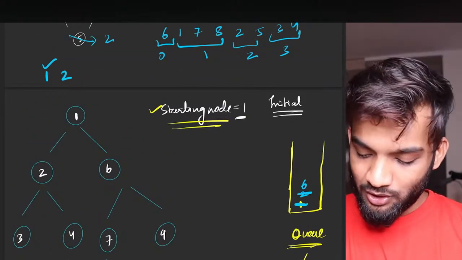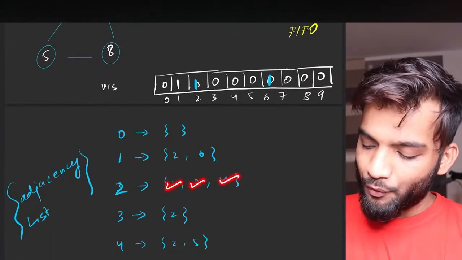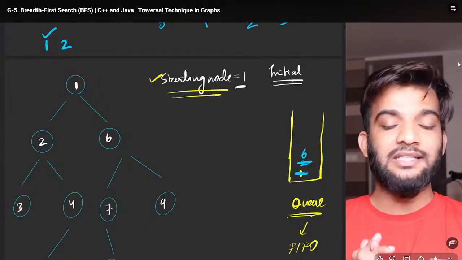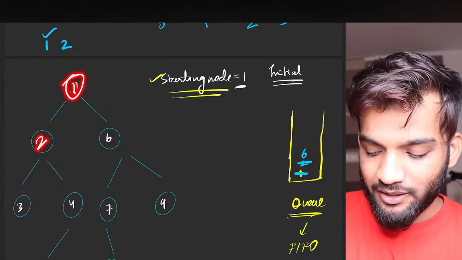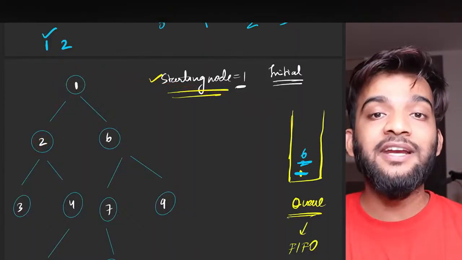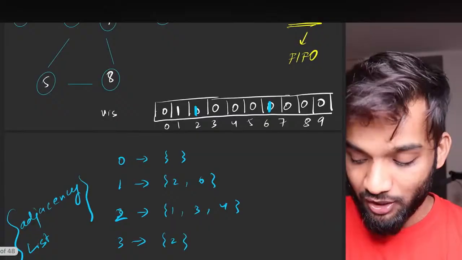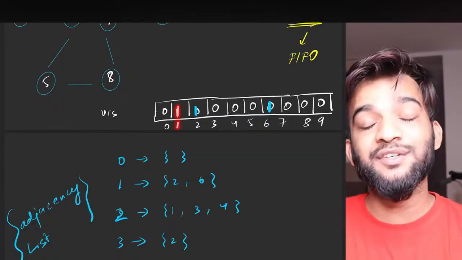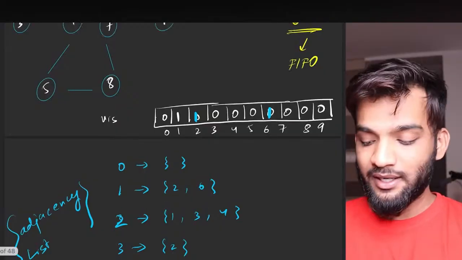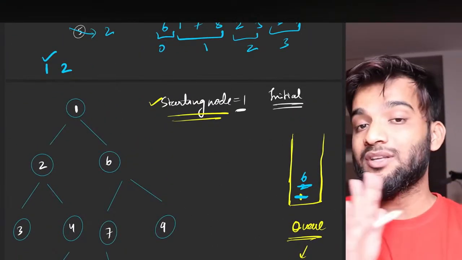Go to 2's neighbors. Who are 2's neighbors? 2's neighbors are 1, 3, 4, and that is stored in the adjacency list. But remember this, 1 will not be put into the queue. Why? Because you've already traversed 1. How will you know that? Because 1 is already marked as visited. So you already know 1 has been touched, so you will simply omit 1 and not put it into the queue.